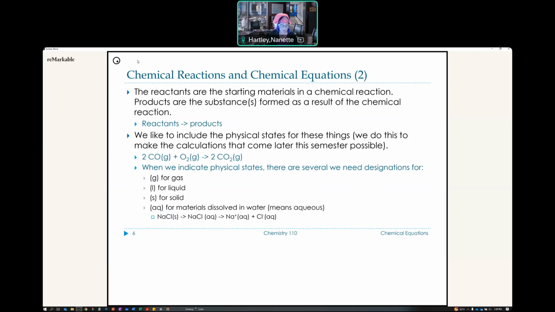Those three we've talked about. And so we symbolize G for gas, L for liquid, S for solid. There's one more that we'll talk about, and that's AQ for materials dissolved in water. So just like we talked about in the lab, right?